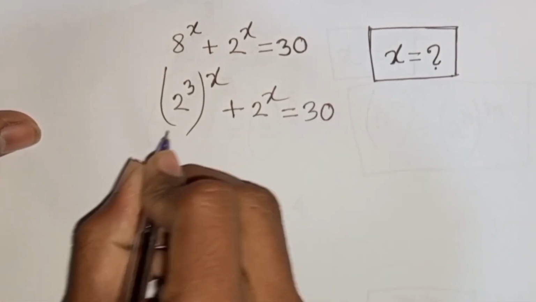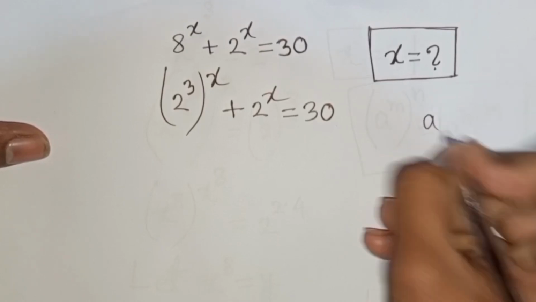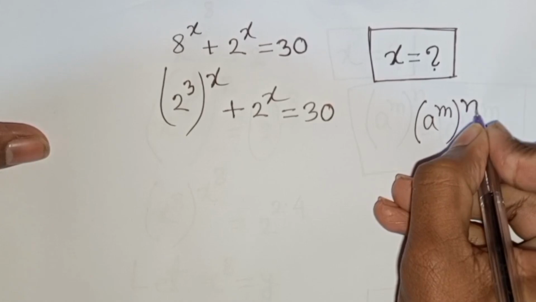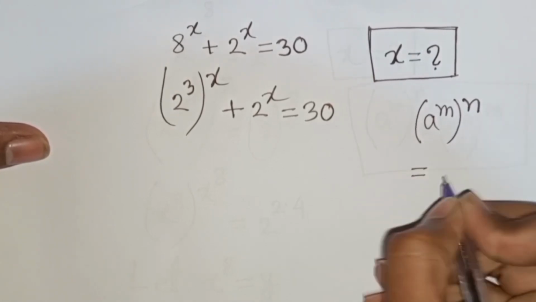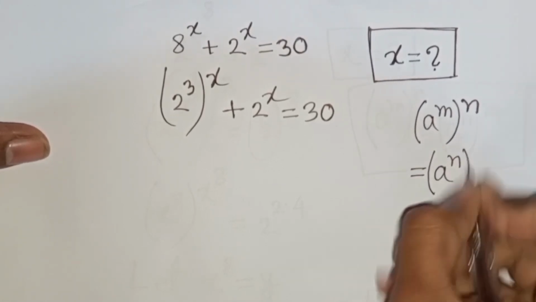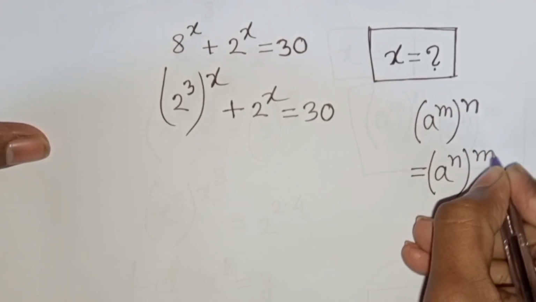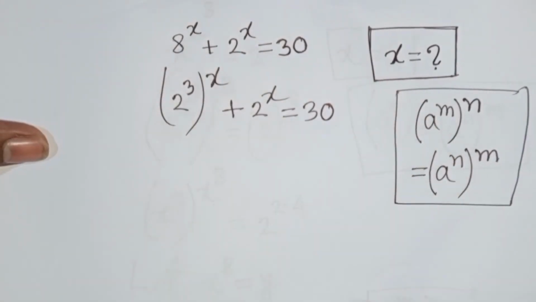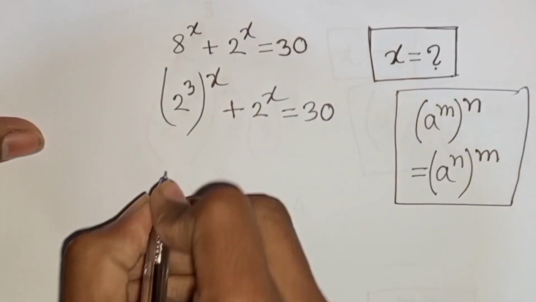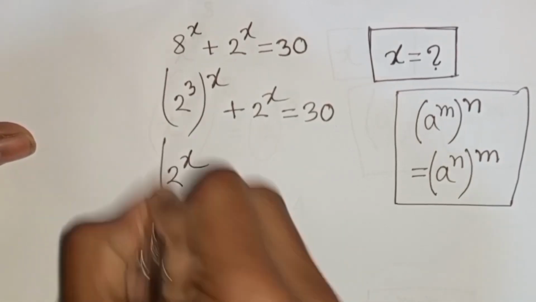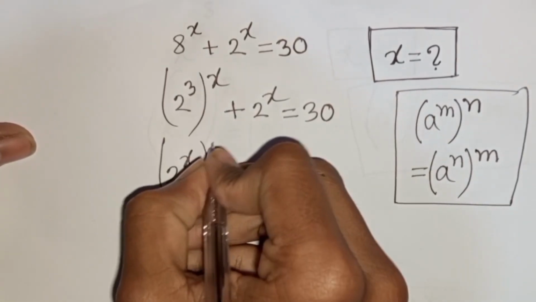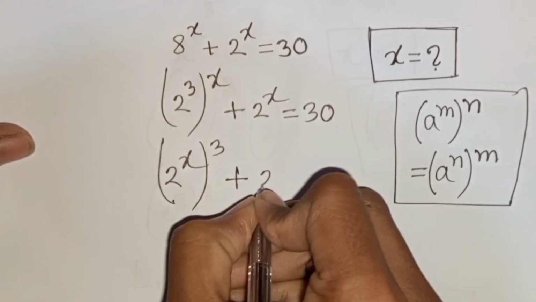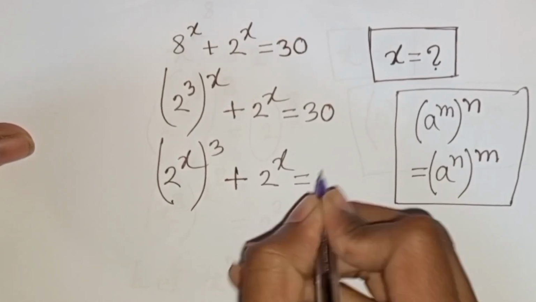Now here you can apply this exponential rule that a power m bracket power n is equal to a power n bracket power m. So according to this rule, we can write here 2 power x, then bracket power 3 plus 2 power x is equal to 30.